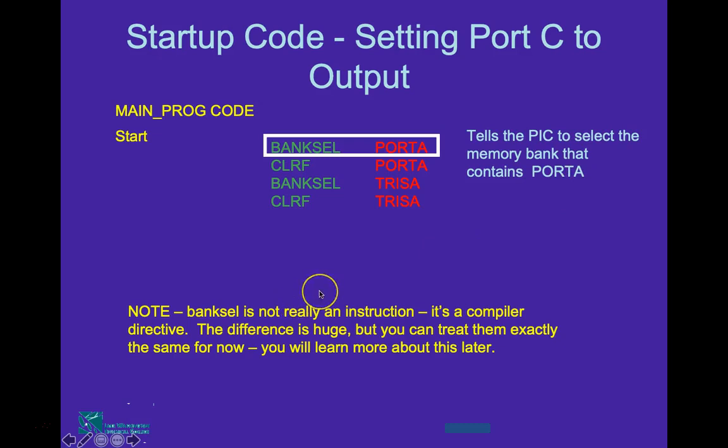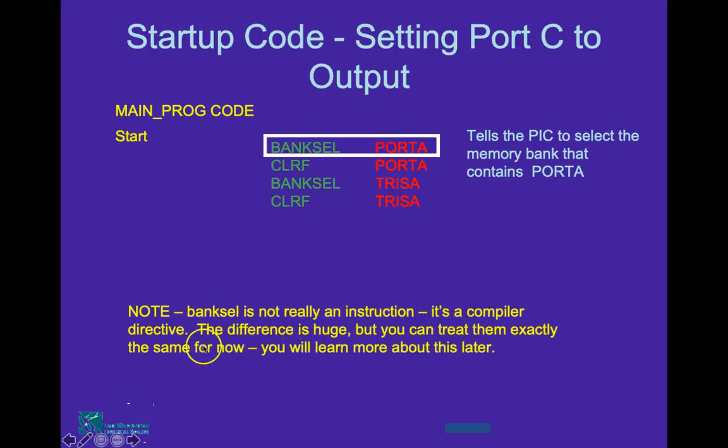Bank cell is not exactly an instruction set. It's a compiler directive, but for now you can understand that it's behaving like an instruction set. It is giving an instruction to select bank 0, in which we have port A, and we are going to use that. So this is what it says here.